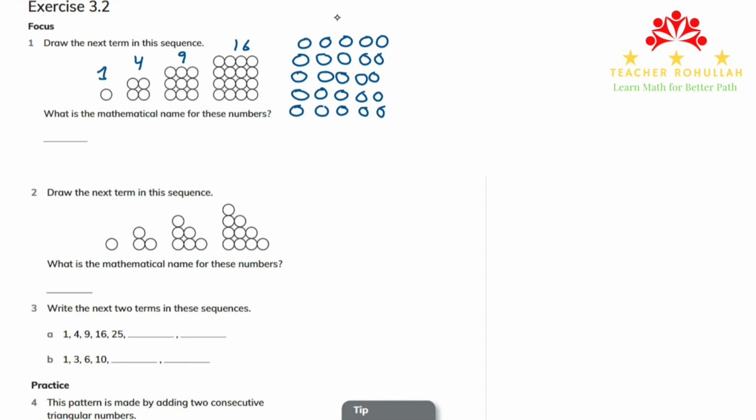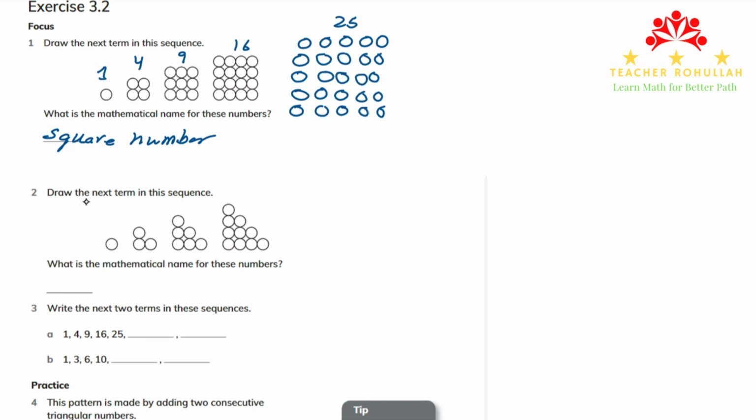And we used 25 bits over here. Well, it says, what is the mathematical name for this number? The mathematical name for this number is square number. It is square number. So question 1 is solved. Let's move to question 2.